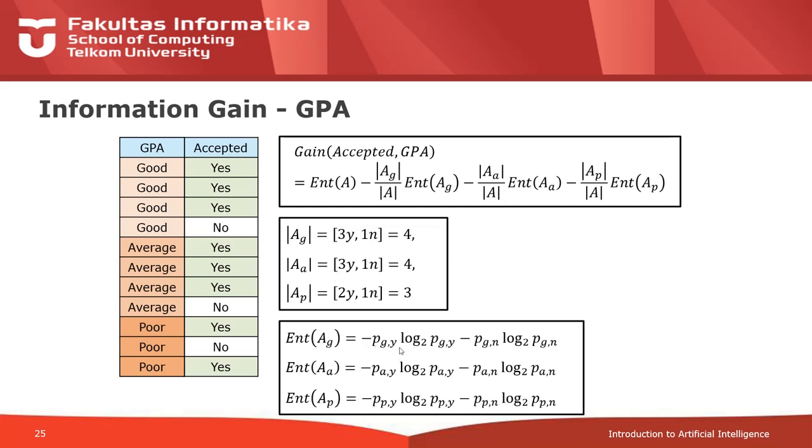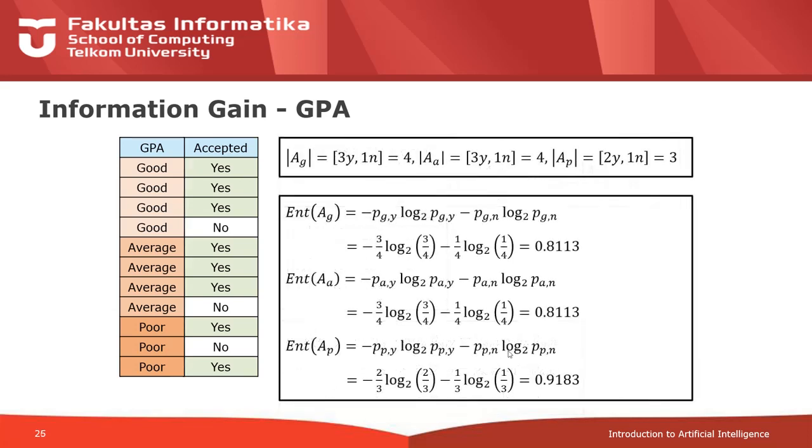This is the probability of good and yes, and this one is the probability of good and no, and this one is average and yes, average and no, this one is poor and yes, and this one is poor and no. So in probability concept, this is called the probability of yes given good.